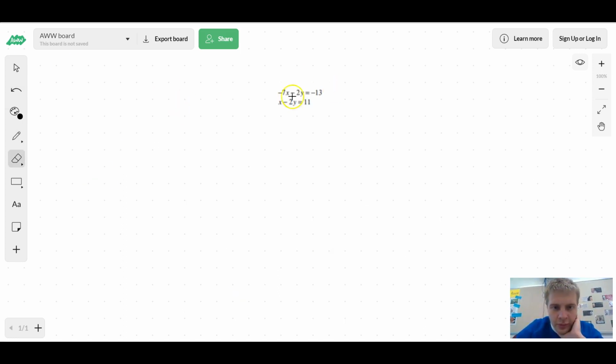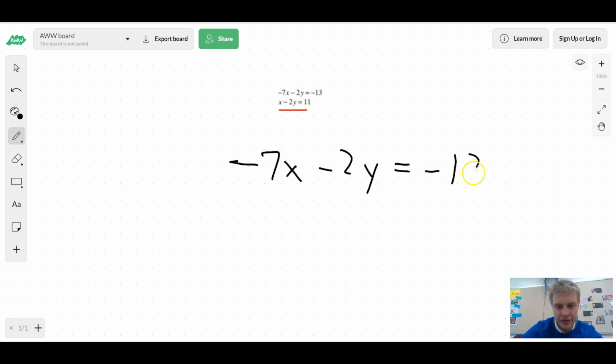I know this is a little bit small to see, but if you're looking up there, we're going to use elimination for this again. Now, if you look at the bottom, it's really close to working out. The only thing that doesn't work out is that we have a negative and a negative. So I'm going to switch all the signs like we did yesterday. So I'm going to get negative 7x minus 2y equals negative 13. And this would be negative x plus 2y equals 11.